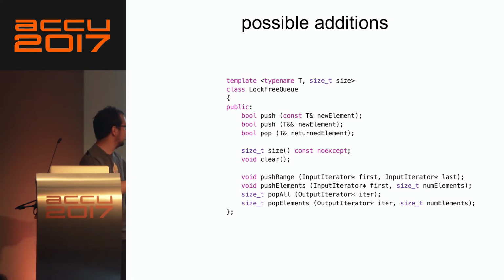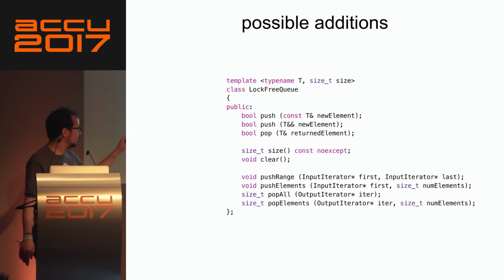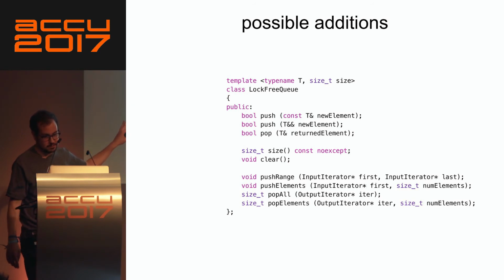The question was, why do I pass the input iterators as a pointer? Forget about it. I think in the original version I was passing row pointers, and then I replaced them with iterators, and I forgot to remove the star. So just ignore the star. Sorry for the typo there. Anyway, you can add these utility functions.